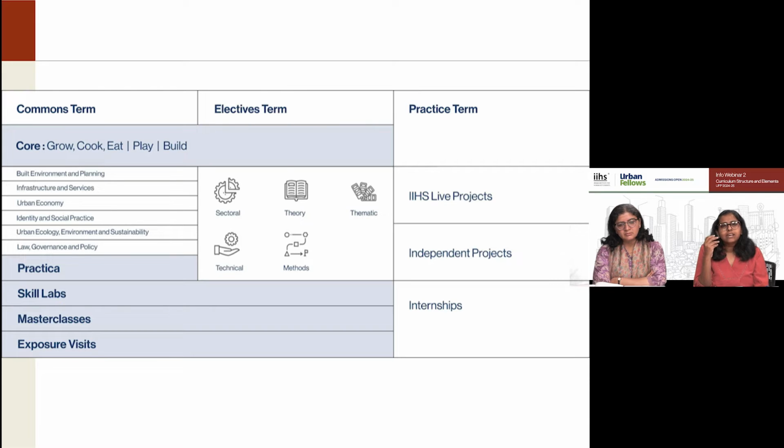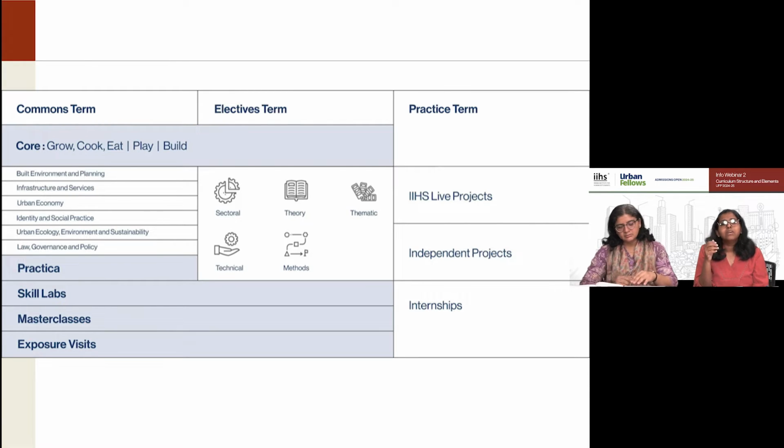As I had mentioned earlier, in this term we create a common vocabulary collectively. How do we do that? We do that by teaching 6 core themes. These themes are built environment and planning, infrastructure and services, urban economy, identity and social practice, urban ecology, environment and sustainability, and law, governance and policy. These are the 6 core themes we teach in this term.